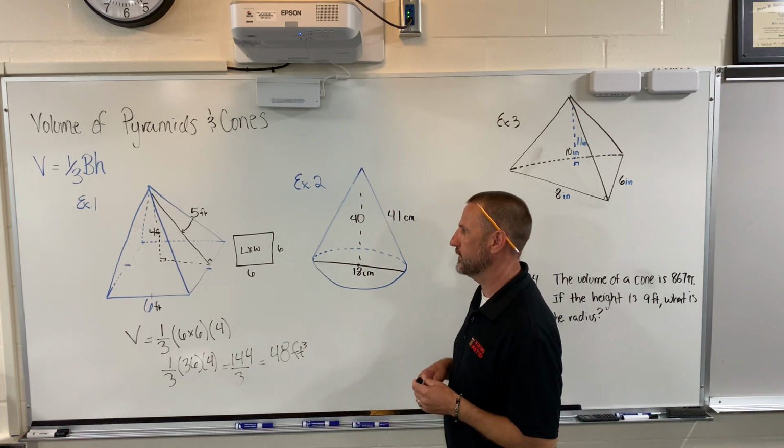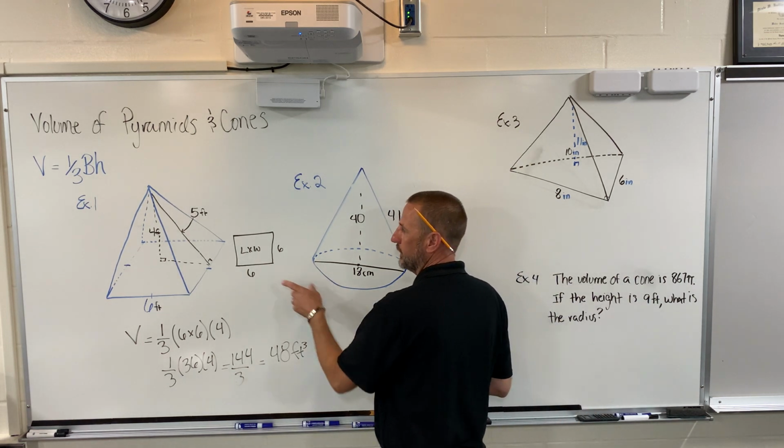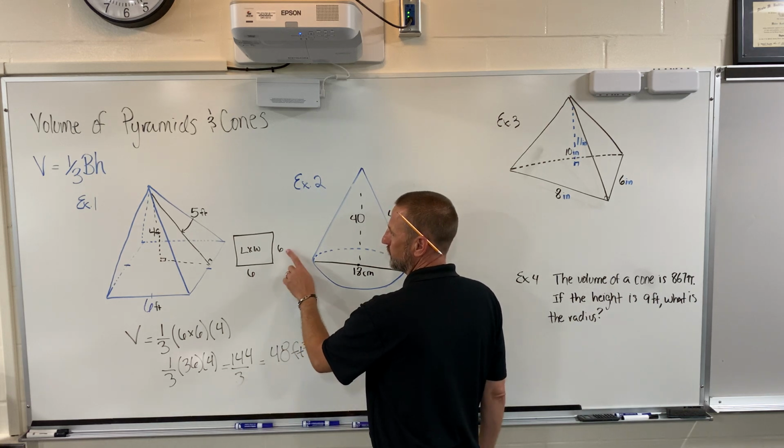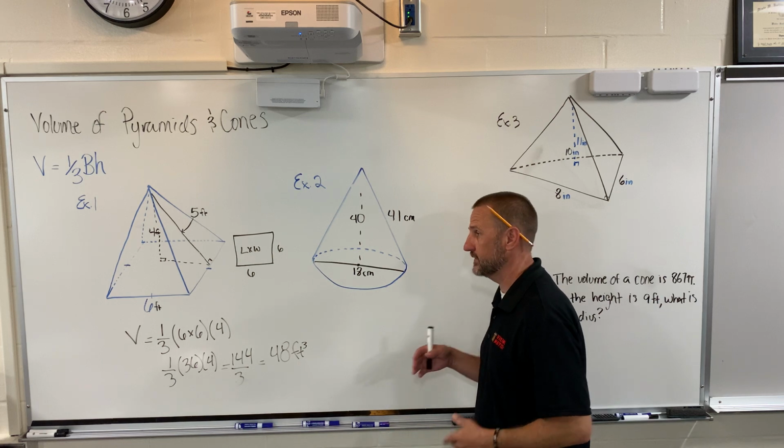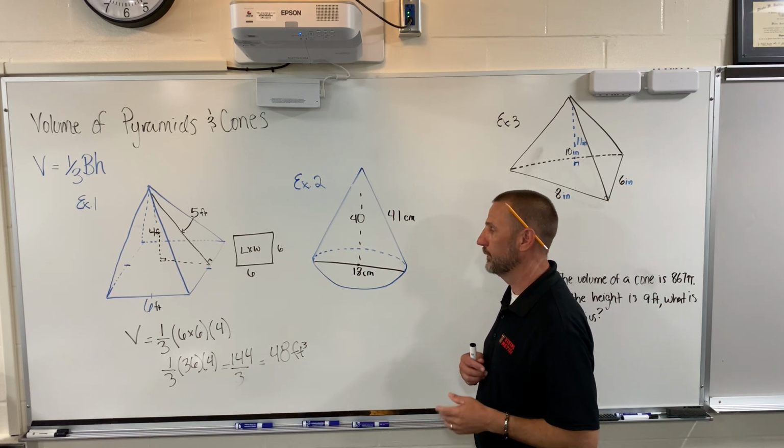That would not change if we were doing a rectangular pyramid, because we'd still be using length times width. Instead of using two of the same number, we'd have different numbers. We might have 6 and 8, 6 and 7, 10 and 12, it doesn't matter.